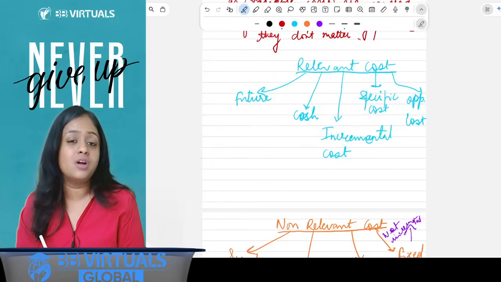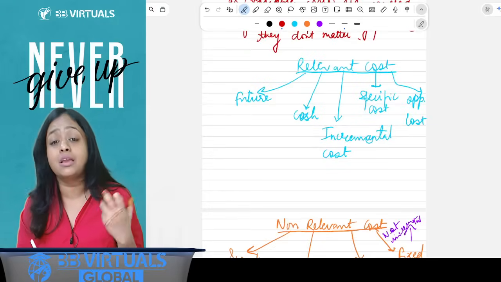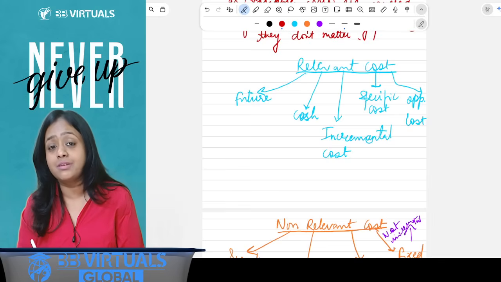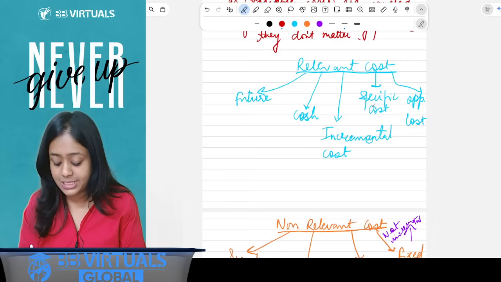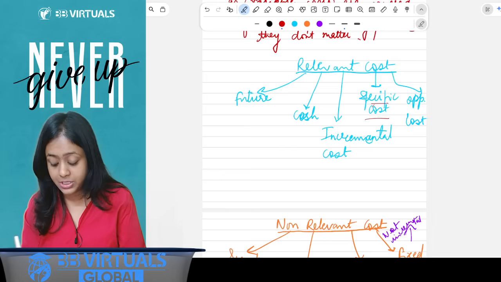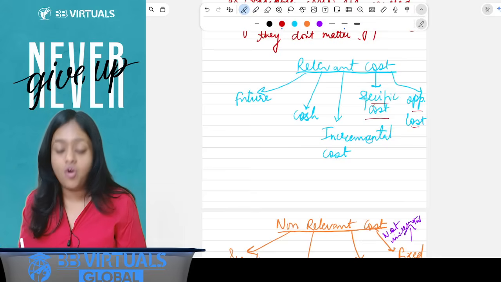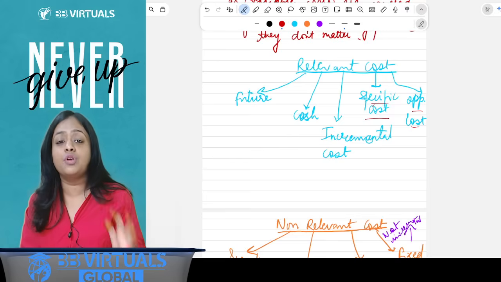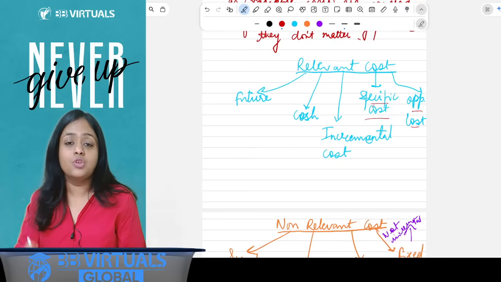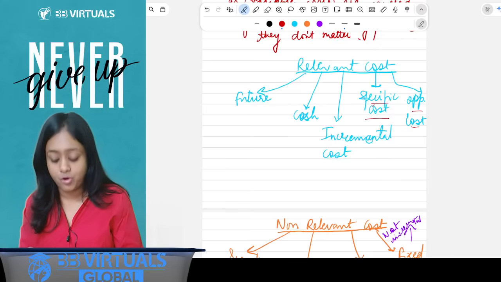So what are relevant costs? Typically, if I summarize, it is the cost which is future oriented, which has a cash effect, meaning it will result in a cash outflow, which is incremental cost, which is specific cost like specific fixed cost for a particular project, and which is an opportunity cost. Opportunity cost is simply the cost or the contribution that you're losing because you're going for the next best alternative. You are not taking decision A, but you're going with decision B. So the contribution that you're losing for decision A will become your opportunity cost.